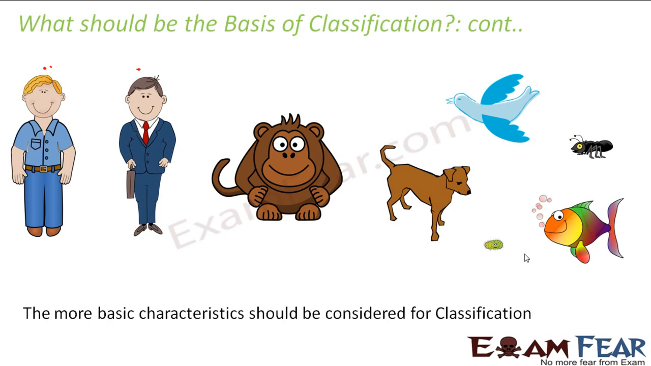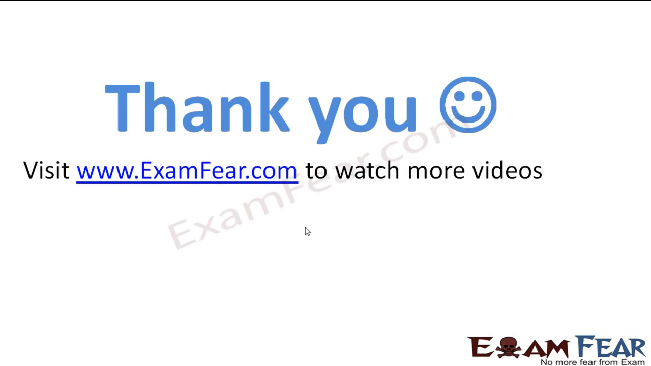So we can say that the more basic characteristics should be considered for classification. Whenever we want to classify objects, we should look for the basic characteristics. If those basic characteristics are more in common, they should be classified under the same group together. Right? So I think the idea of classification is clear to you now, that why do we classify and how do we classify. Thank you.